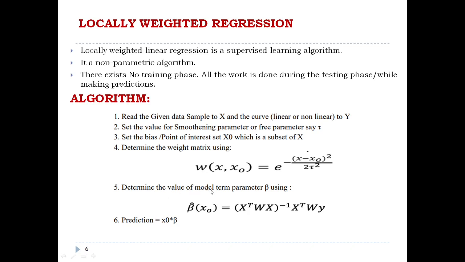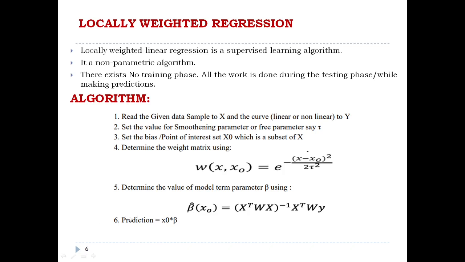Then determine the value of the model term parameter beta using this formula. Here we are going to calculate the local weight of each data point from the independent variable. Then by using this local weight and the kernel weight, we are going to predict the values. So finally we are going to do the prediction.